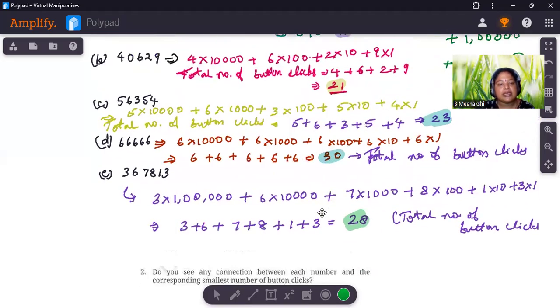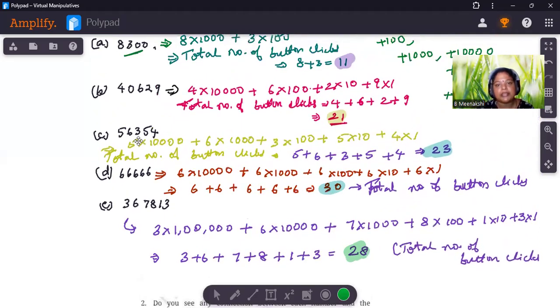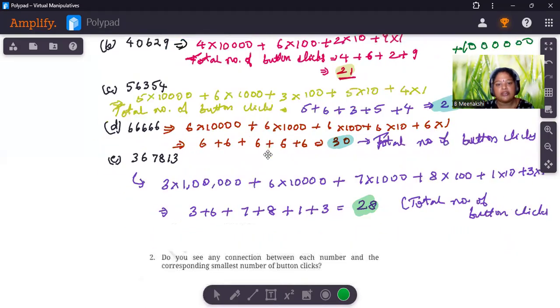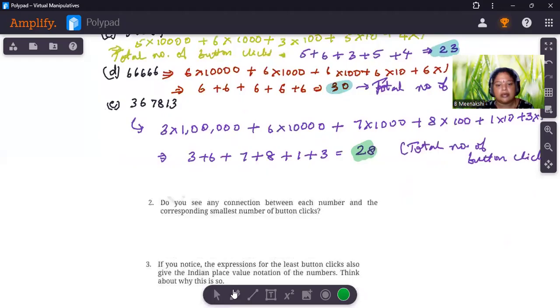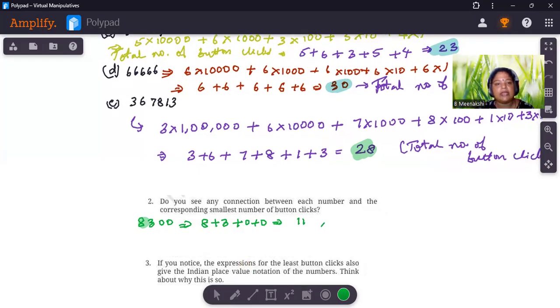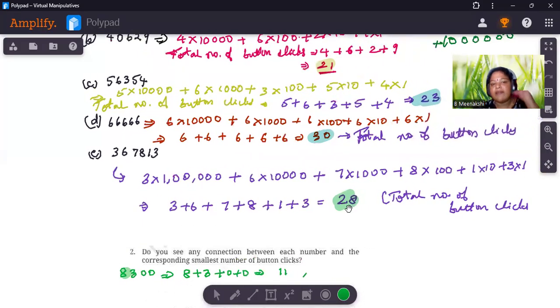So, can you see the connection between each of these numbers? 8,300, it is 11. So, what kind of connection do you observe? And for 40,629, what is the connection? Now, let us analyze. If you see 8,300, when you add the digits, this is 11.